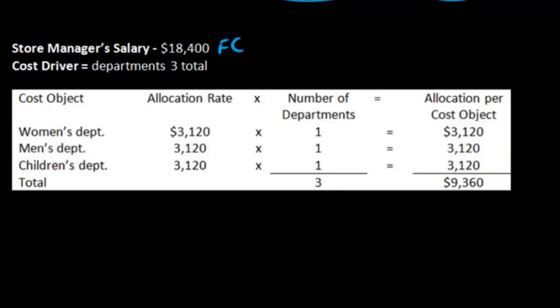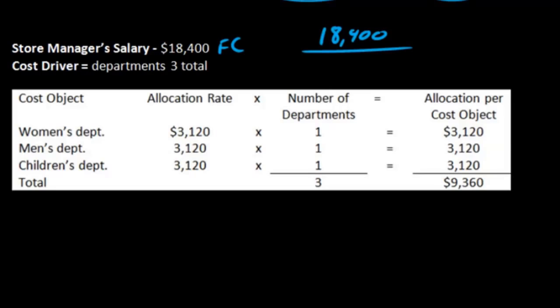And the final cost to allocate is the store manager's salary. And this is a true fixed cost and doesn't really vary depending on sales volume, square footage, or anything at all. It's just a true fixed cost. So we have to decide how to allocate this. This is the guy managing the whole store, so he's managing all three departments. He's not a departmental manager, he's the main manager of the store. So his salary is $18,400, and we have to decide what the cost driver is.